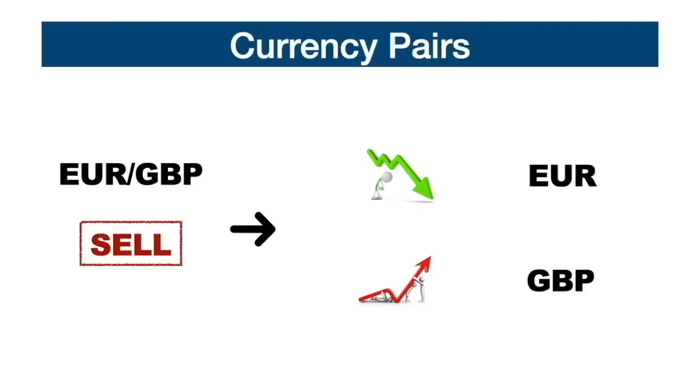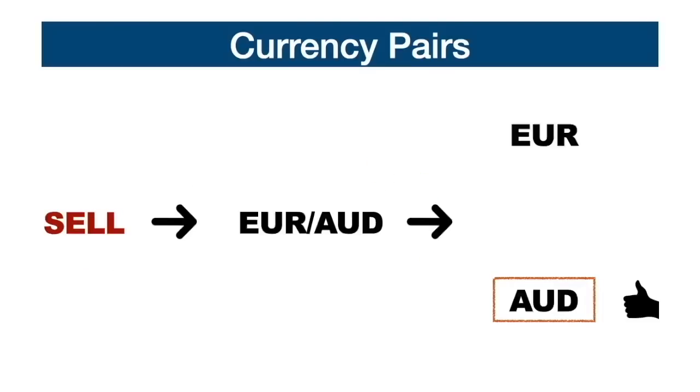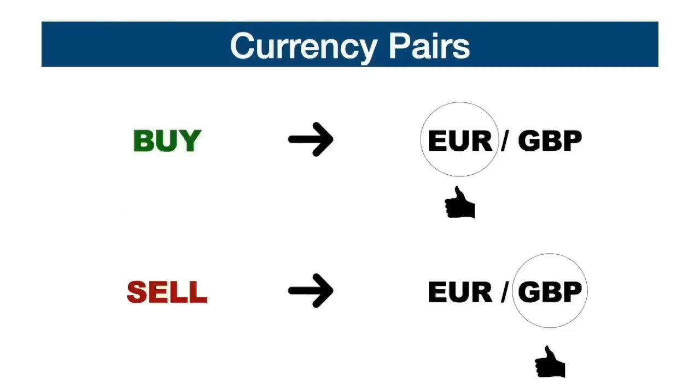For example, by selling the pair euro-Australian dollar, we are speculating that the Australian dollar is stronger than the euro. When buying, you speculate on the strength of the base currency, while when you sell, you speculate on the strength of the quoted currency.